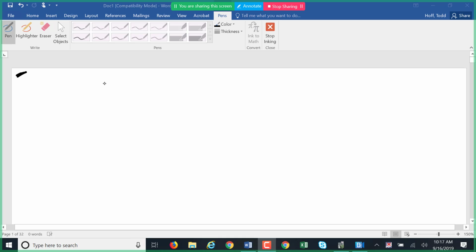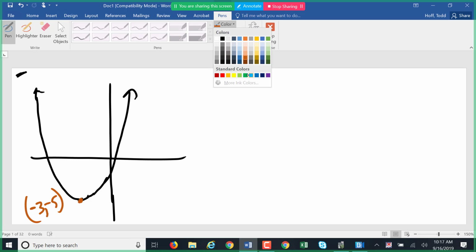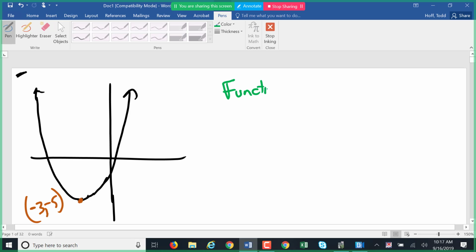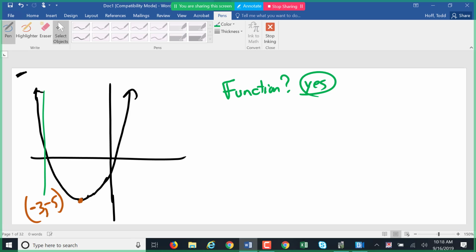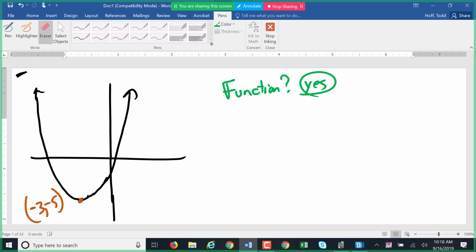So let's try that again with the graph. I'll have a parabola with a vertex of -3, -5. And we already said it is a function. We said, yes, it's a function because if we move that vertical line, there's nowhere along there that's going to ever cross that twice. So yes, it is a function.